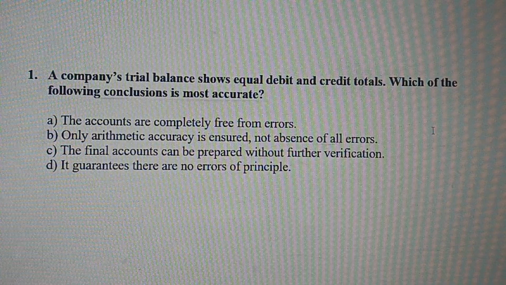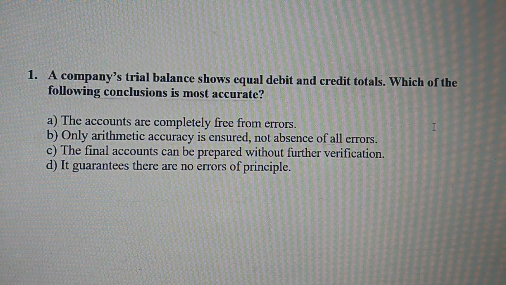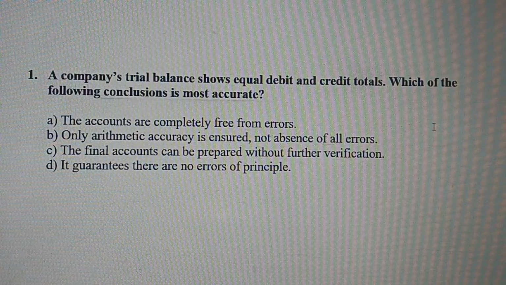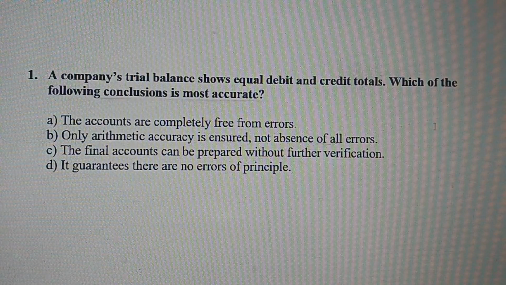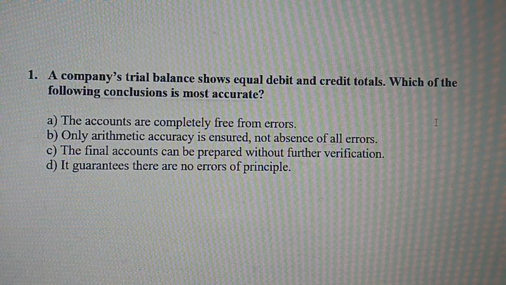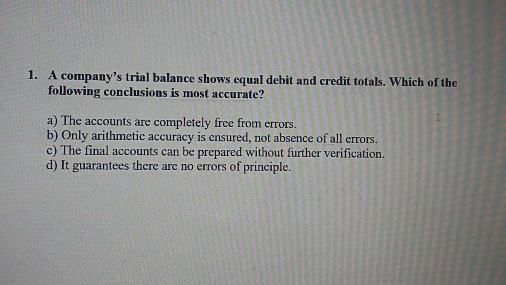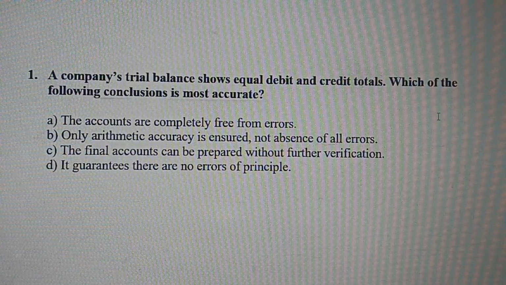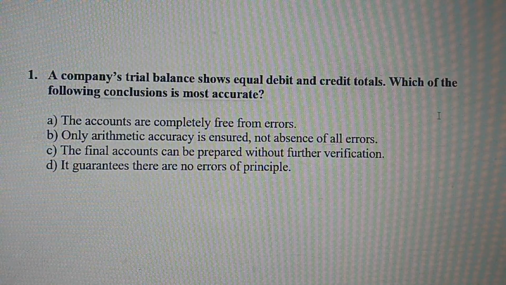Let's start. The first question: a company's trial balance shows equal debit and credit totals. Which of the following conclusions is most accurate? Option A, the accounts are completely free from errors. Option B, only arithmetic accuracy is ensured, not absence of all errors. Option C, the final accounts can be prepared without further verification. Option D, it guarantees there are no errors of principle.